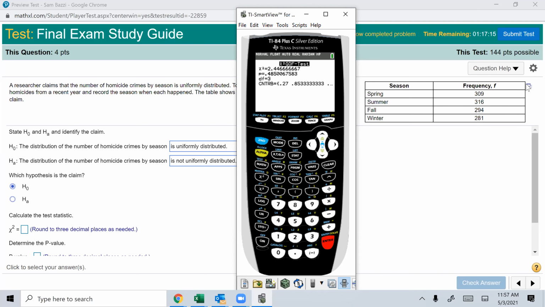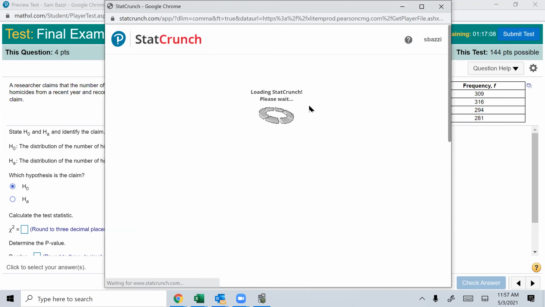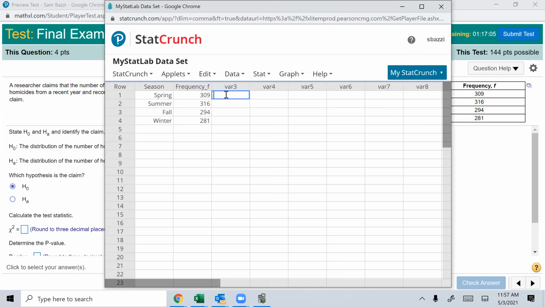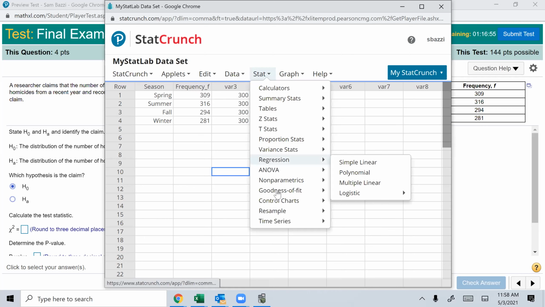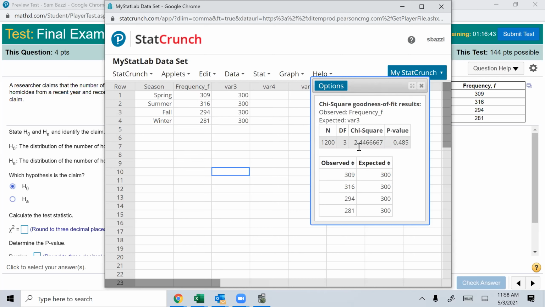Now, how would you have used StatCrunch? That's very easy here, guys. Look, I just put 300 all over. And let's do it with StatCrunch. Now we're gonna try StatCrunch. Goodness of fit test, chi-square test. Frequency, variable 3, compute. And you guys, you can see there's a match. It's exactly the same thing. 2.446 is the chi-square and the p-value 0.485. Fail to reject the null hypothesis.